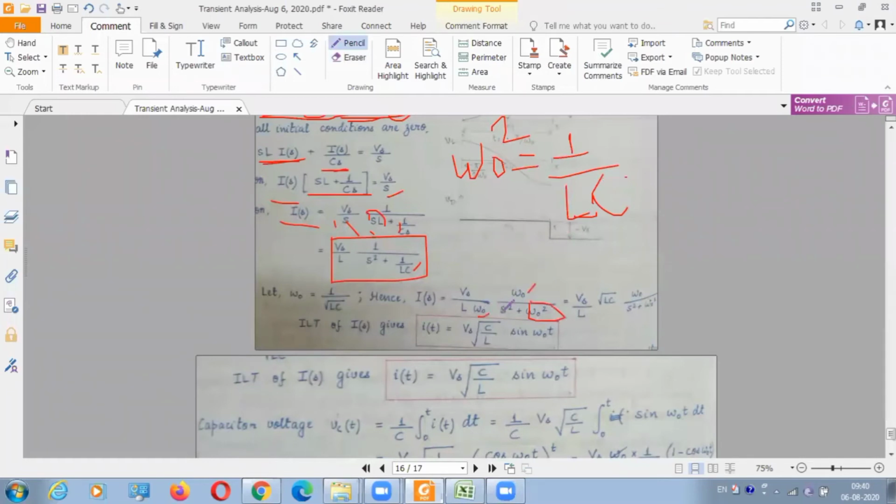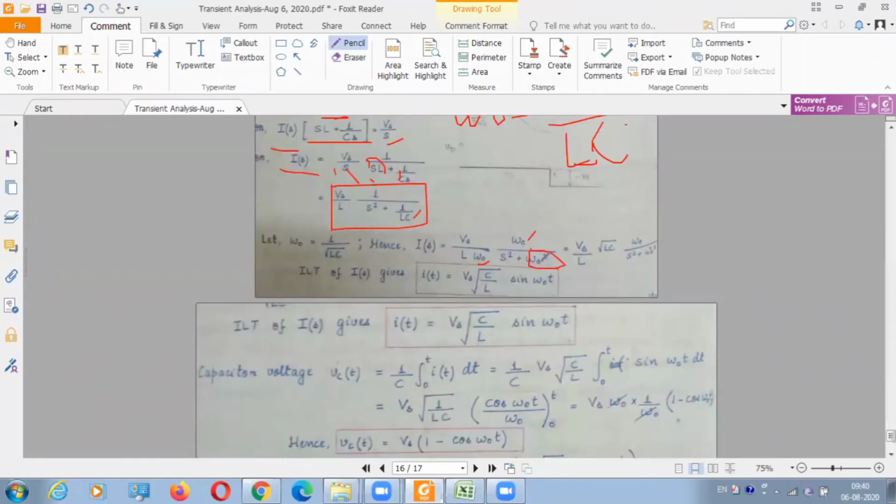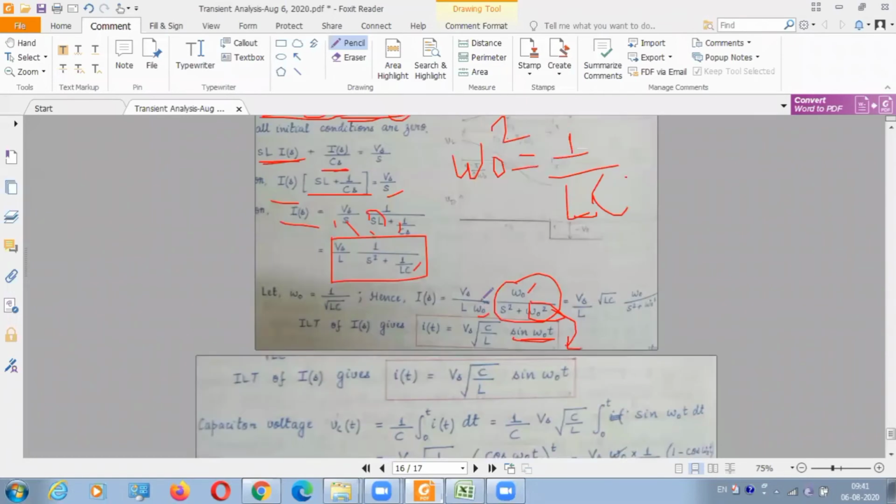Why am I doing this? I'm trying to bring it into a standard form. Otherwise, you don't have any standard form of 1 by S square plus A square. If it is A by S square plus A square, it is a standard form, that is sine AT. So this is a standard form, omega naught by S square plus omega naught square. This will basically come as a sine function. If you replace omega naught by 1 by root LC and cancel out this L with that L over here, you will get this value, Vs root C by L sine omega naught t.